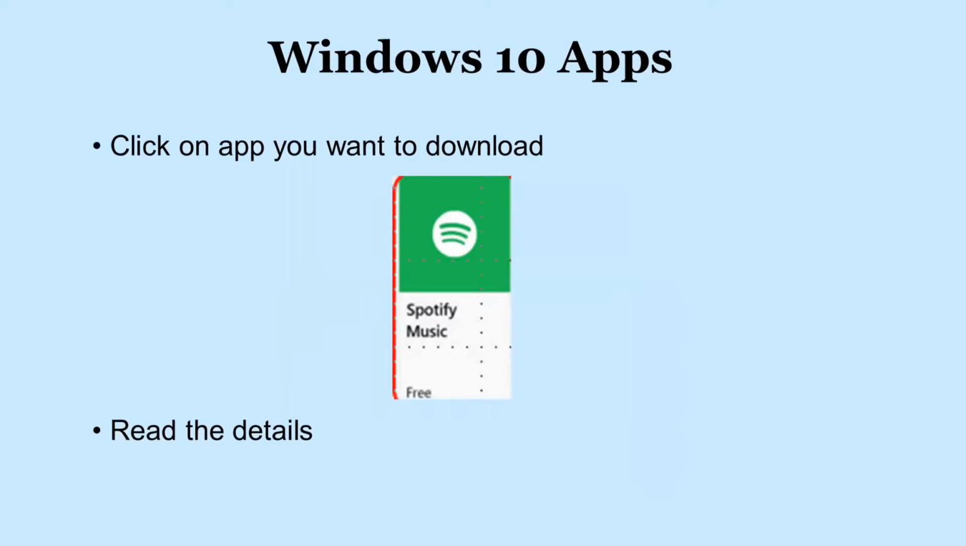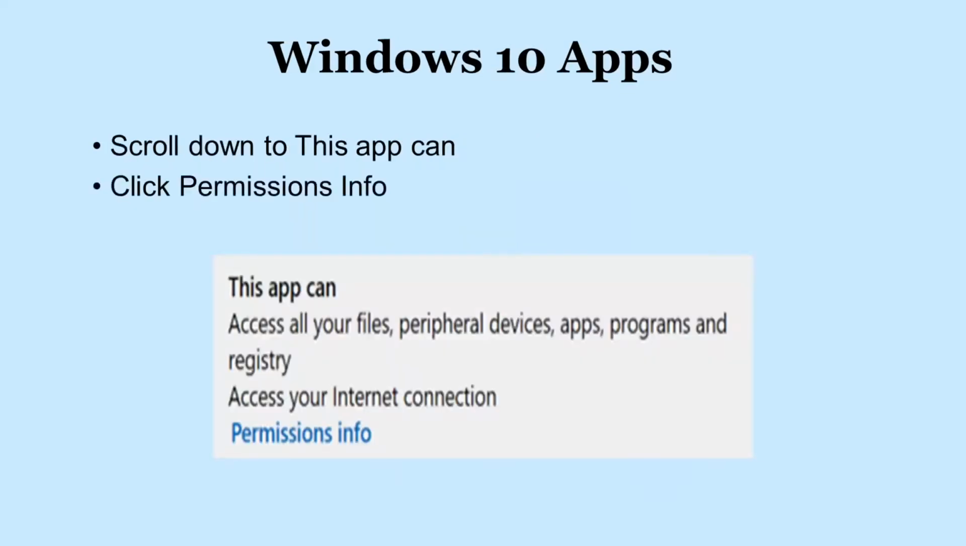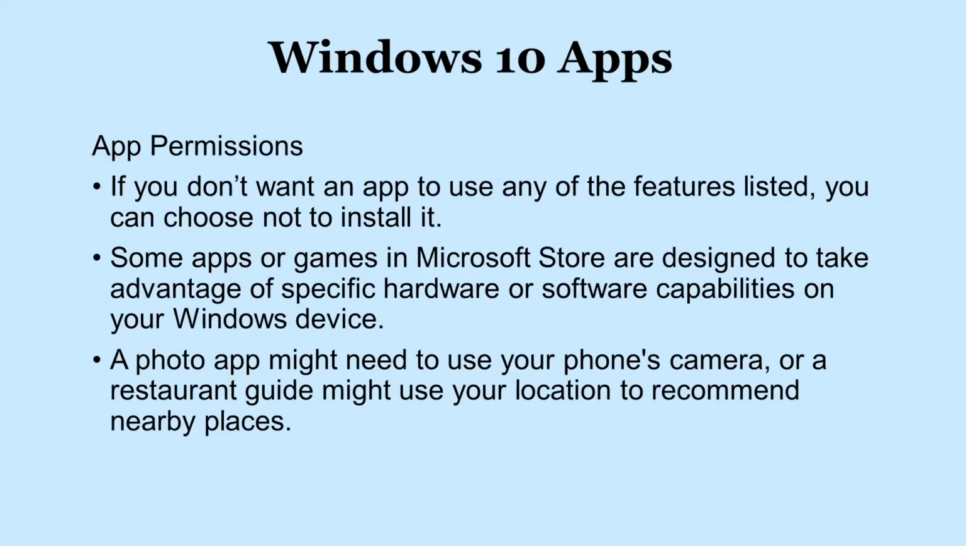You click on the app you want to download. Read the details. Scrolling down on this app, you can find the permissions and see what the permission information is. Now take a look. It can access all your files, peripheral devices, apps, programs, and registry, and access your internet connection. If you don't want an app to use those features, you can choose not to install it. You can deny permission and be selective on denying some of the permissions, but you have to really read it.